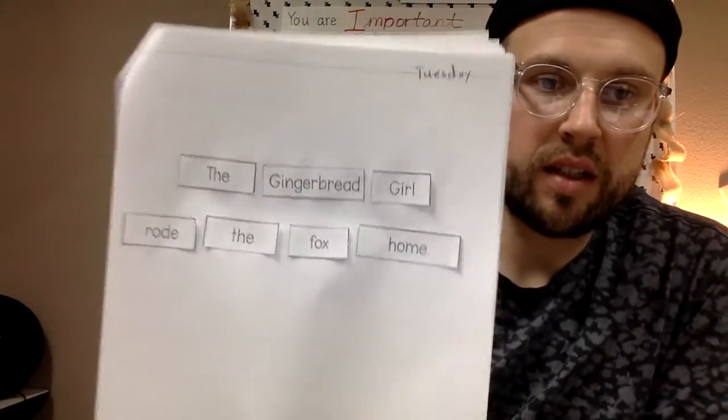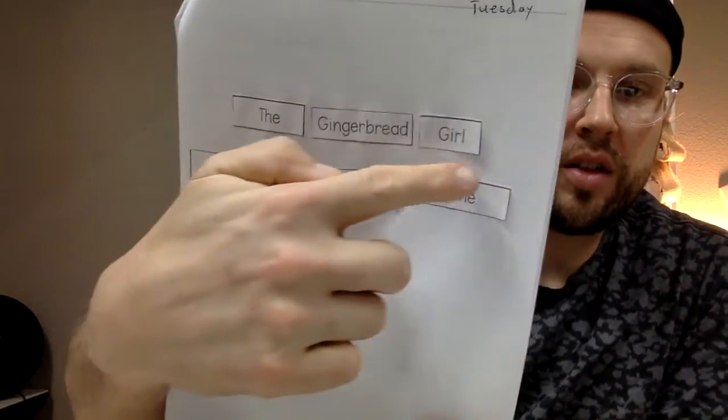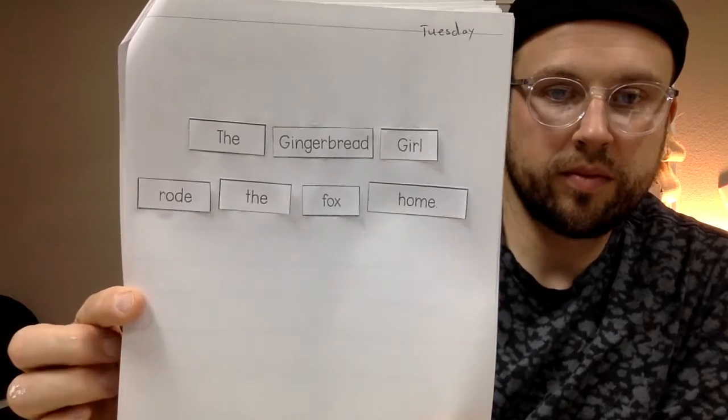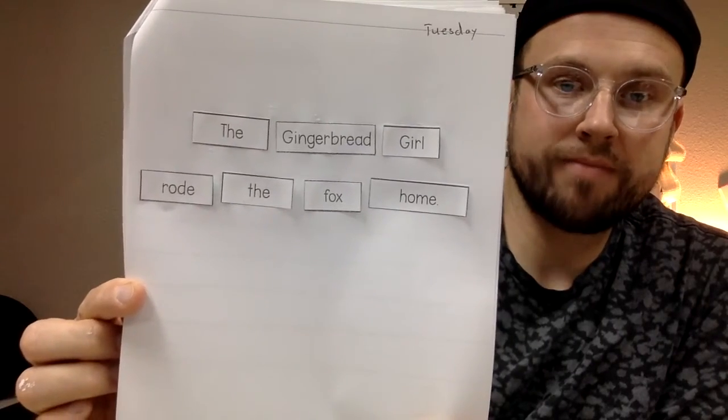And then home has a period at the end, so that tells you that that is the last word in the sentence. Okay? So here is your full sentence. The gingerbread girl rode the fox home. You can pause here and copy this down. All right, when you're done, moving right along.